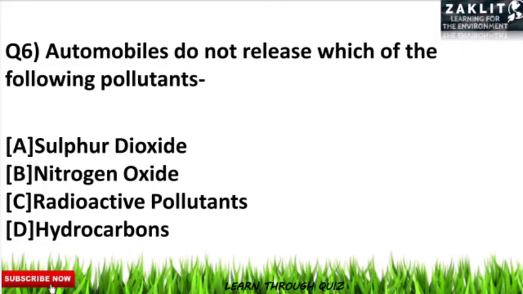The sixth question was very simple. So the question was, automobiles do not release which of the following pollutants? And here a layman can answer this, because the correct option will be option number C. The automobile does not release radioactive pollutants, but they release sulfur dioxide, nitrogen oxide and hydrocarbons. Time for the next question.